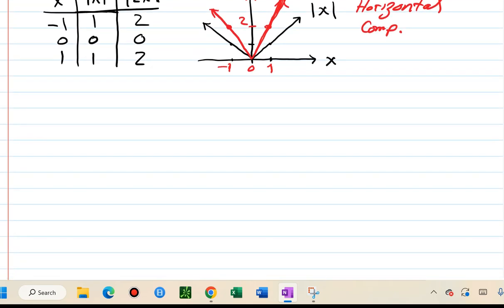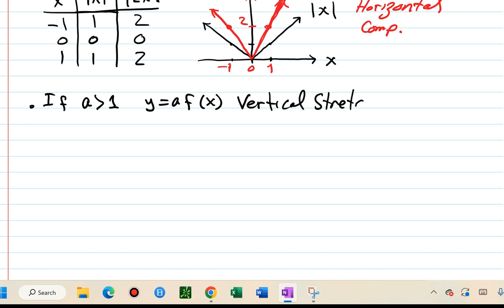Okay. And now I'm going to generalize the effect of a on the function. So, if a is greater than 1, then the graph of y equal a times any function is going to cause a vertical stretch. Okay, vertical stretch of f of x, the original function, by a factor of a. Okay, that's what that would be.